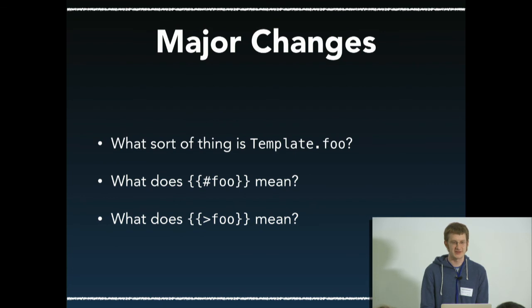There are also some major changes that will affect how templates are written. And I've spent a lot of time thinking about these deep questions. What is template.foo? What does hash foo mean? What does greater than foo mean? It may not be obvious why it's important to think about these things, but a lot of it has come out of thinking ahead to a world of components and how those will be defined. Components might have template parts that you might want to insert in different ways.